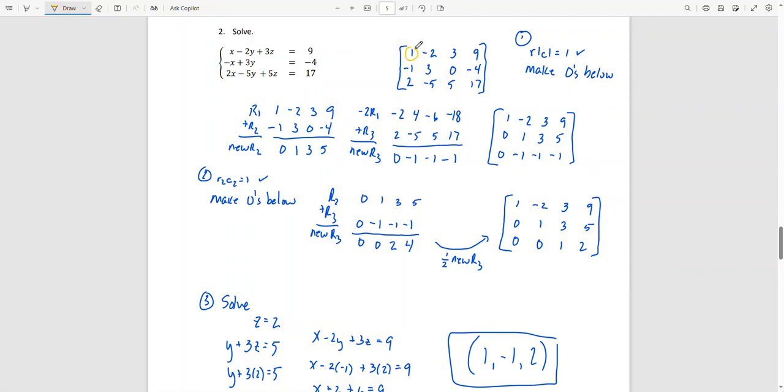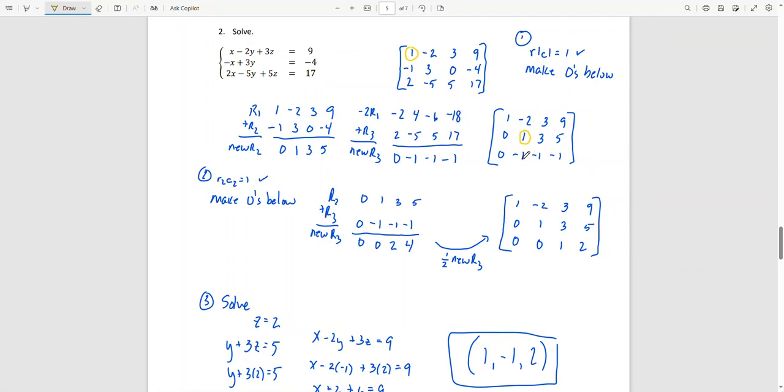I have a 1 here. That's fantastic. Now I need to make zeros below it. To make a 0 in row 2, I can just add these two together, so row 1 plus row 2. And to eliminate this 2, I can multiply row 1 by a negative 2. Add straight down, as we do, and we have our new matrix, a leading 1 in the upper left-hand corner, and zeros below it, and I just so happen to already have a leading 1 here. Fantastic. And I just need to eliminate this, turn this into a 0.